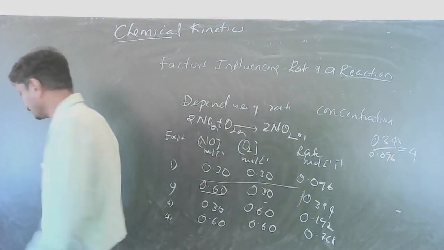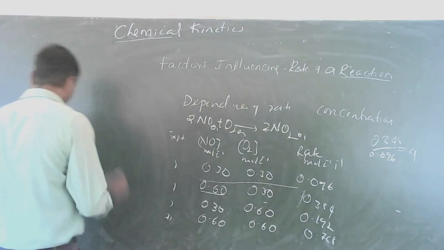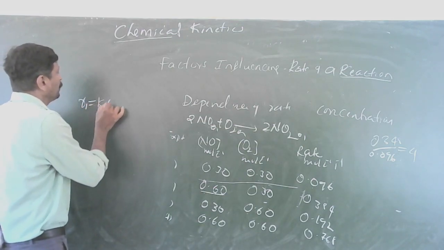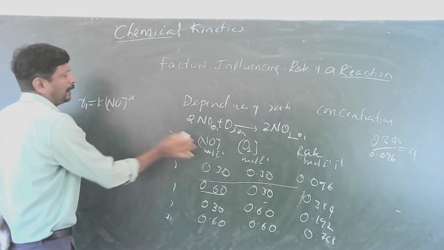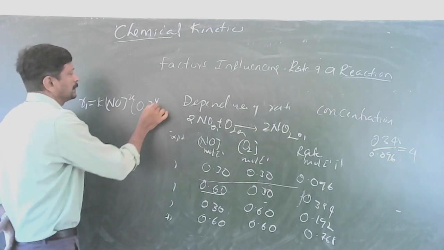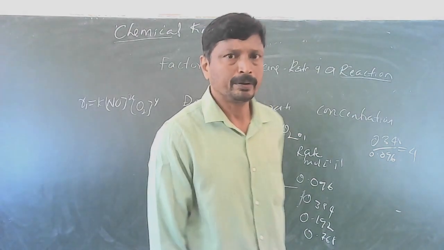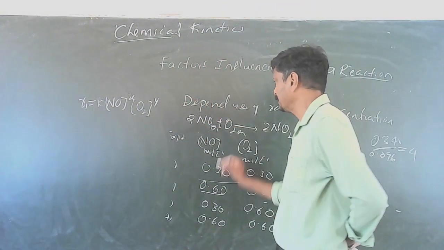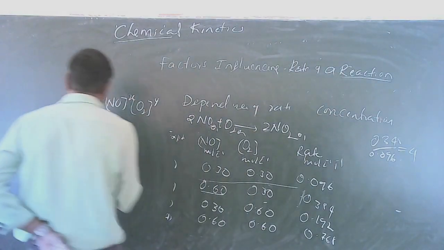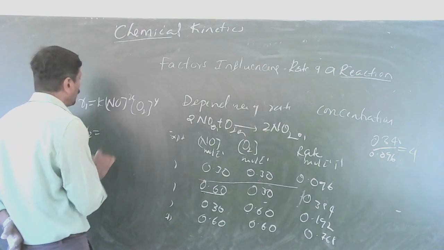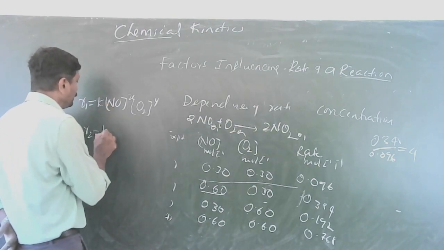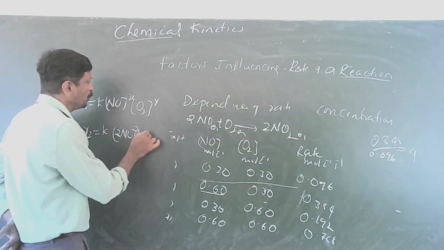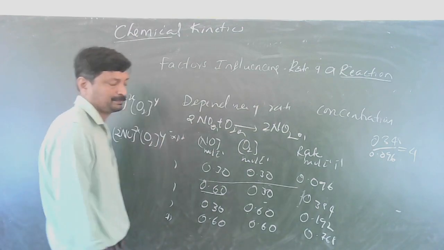So you can write like this also. The rate in the first reaction is R1 equals K times the molar concentration of NO raised to X and O2 raised to Y. We don't know what X and Y are; we are going to find out X and Y. In the second case, R2 is equal to K times 2NO raised to X and O2 raised to Y. This is the second expression.